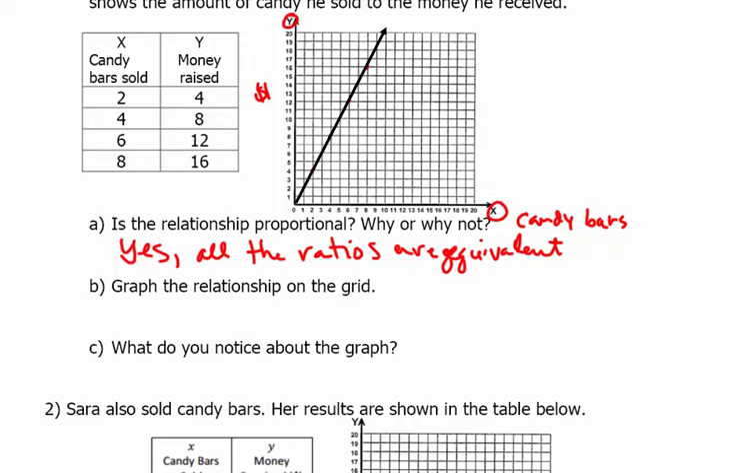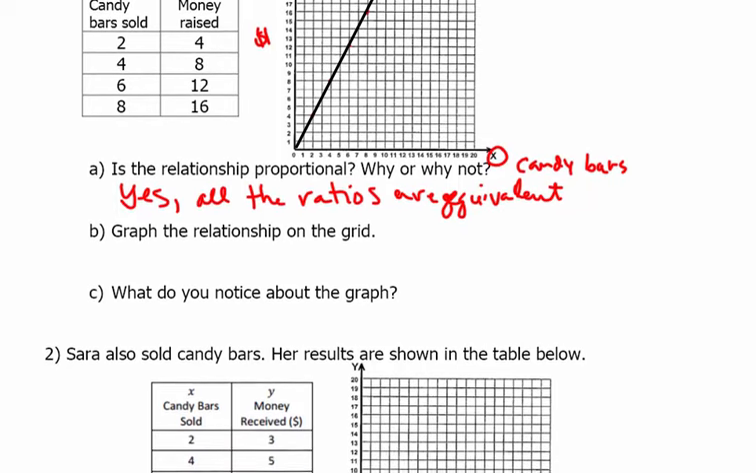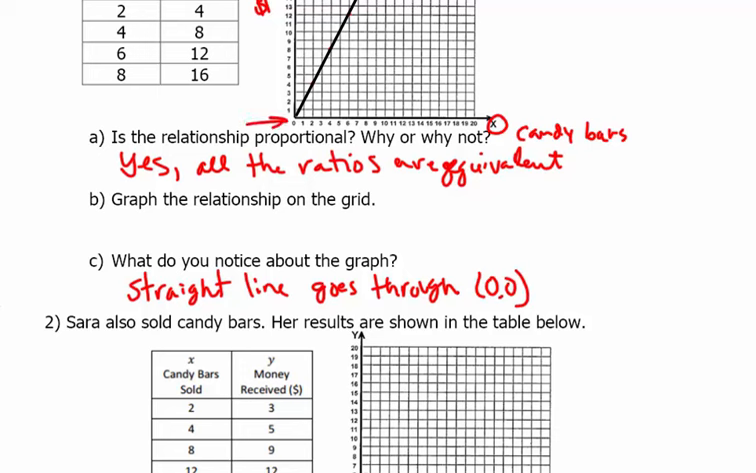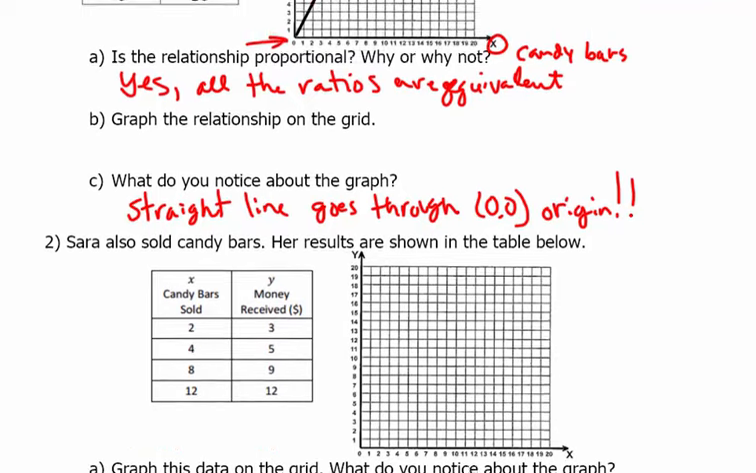We're also going to talk about a few other things. Graph the relationship on the grid, we just did this. What do you notice about the graph? It's a straight line, connected all by a straight line. And another piece is that it goes through 0, 0, which is right here. We call that the origin. So that is the characteristic of proportional relationships in graphs. They're a straight line that goes through the origin.